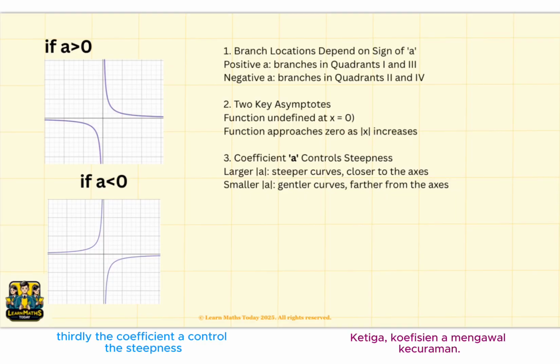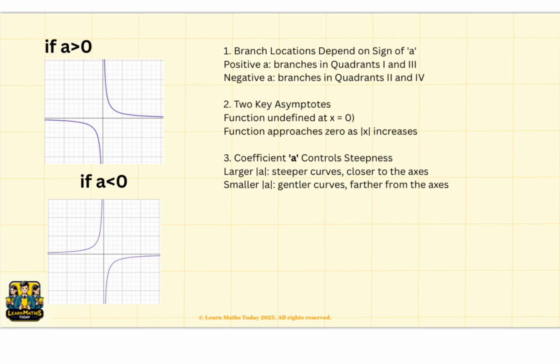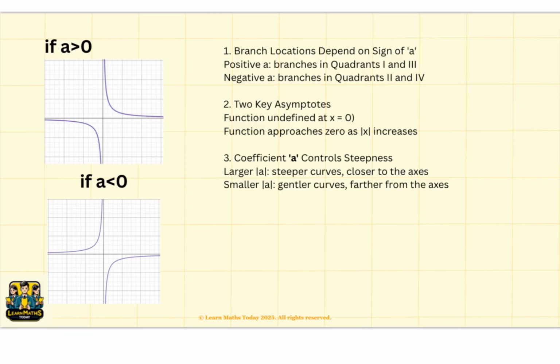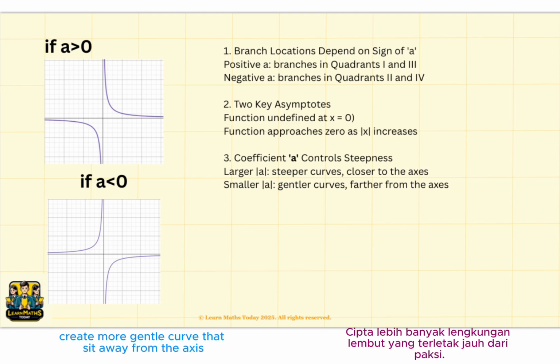Thirdly, the coefficient a controls the steepness. Here is where many students get confused. The larger absolute value of a creates a steeper curve that hugs closer to the axis, while the smaller absolute value creates a more gentle curve that sits away from the axis.